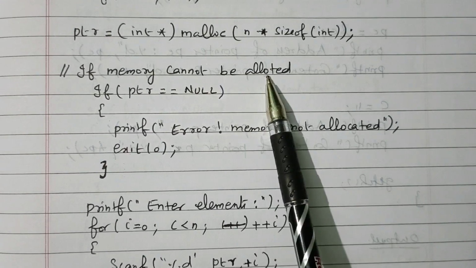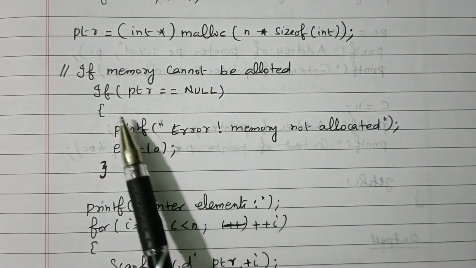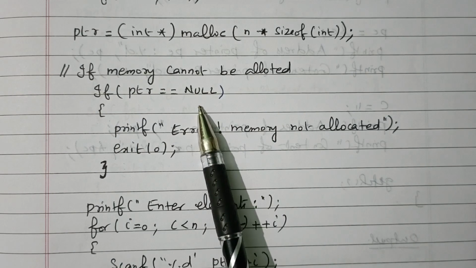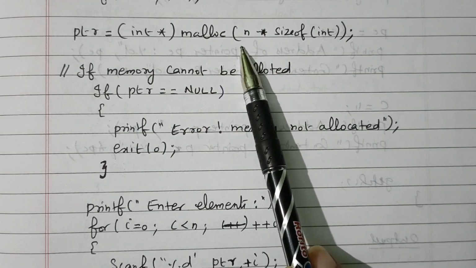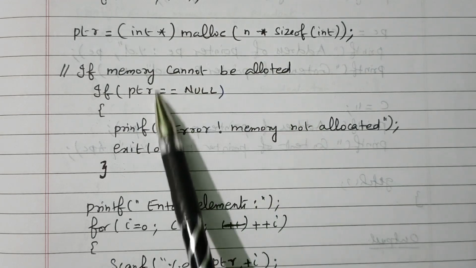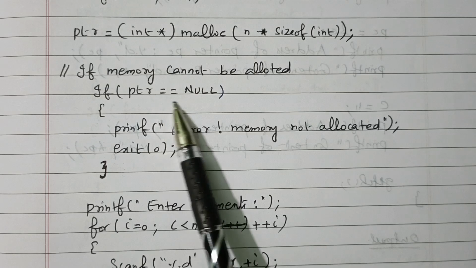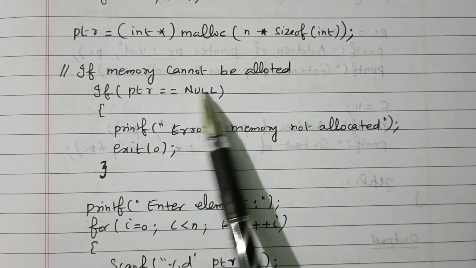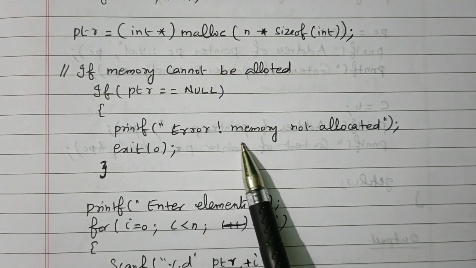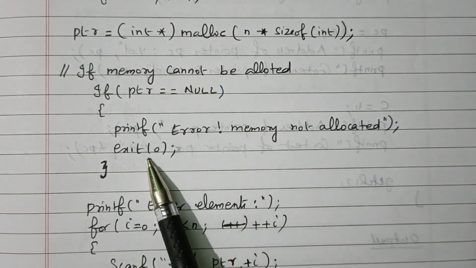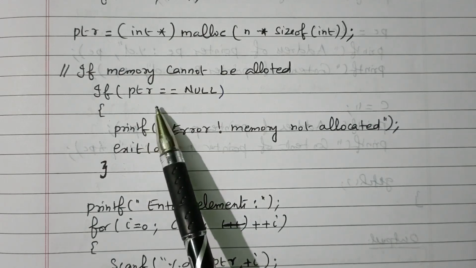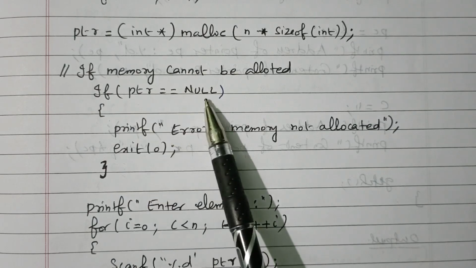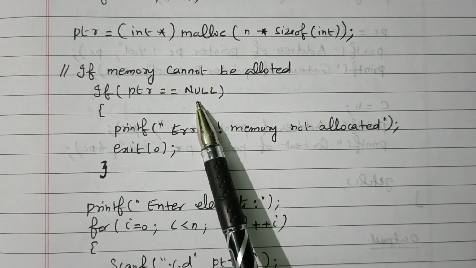If memory cannot be allocated, we need to check. If pointer equal to null, that means suppose the n is very large or some other error is there, the memory is not allocated. So that is verified here. If pointer double equal to null, it will check. Printf error, memory not allocated, exit. The program will be completely exited, right? Due to some error or a large number of memory, sometimes memory will not be allocated. That we can check with the pointer. If it is null, it means memory is not allocated.